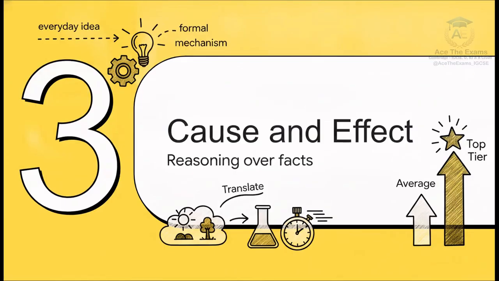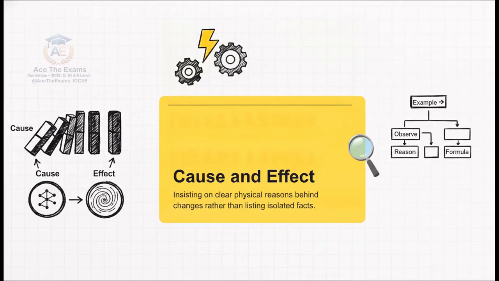Section 3. Cause and effect reasoning. Here is where we separate the average grades from the absolute top tier. To get those top marks, we have to transition our explanations from everyday, casual language to formal physics vocabulary. Cause and effect reasoning means explaining the clear physical reasons behind changes in systems. Whether we're talking about magnetic fields, forces, particles, electrical circuits, or waves.